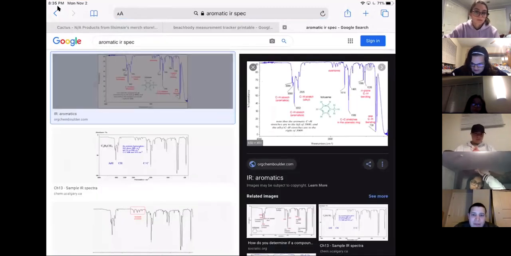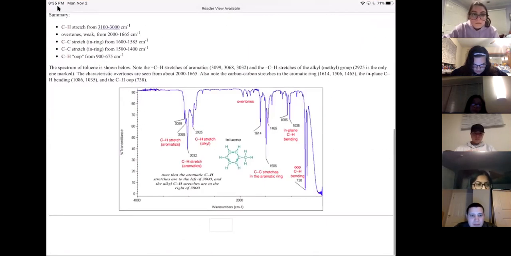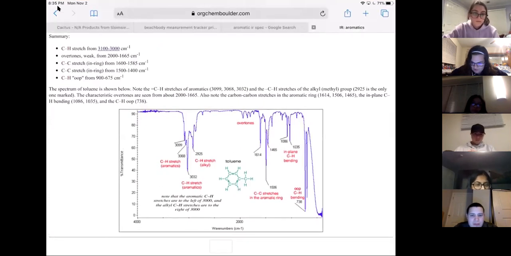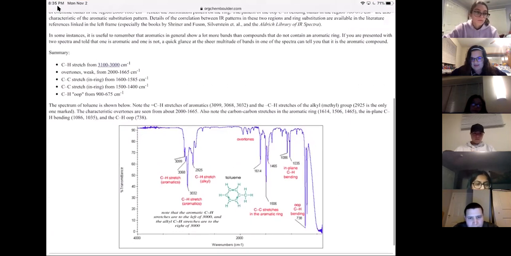So the aromatic has these things that they call overtones. Enlarge. There they are. So they have these overtone guys. And I don't know if you could see them where it says overtones because I can't really point on this. But yeah, those overtones. So aromatics will have like those 3 or 4 fingertips. Okay. All right. Cool. Thank you. Yeah, of course. It was a good question.